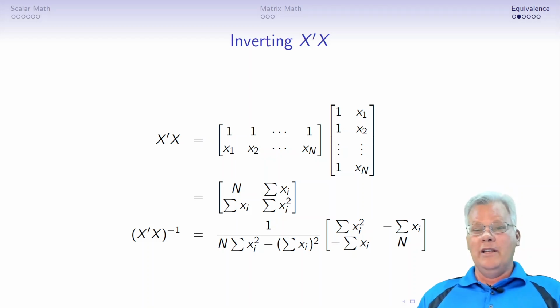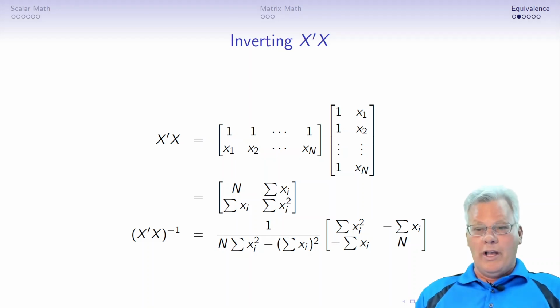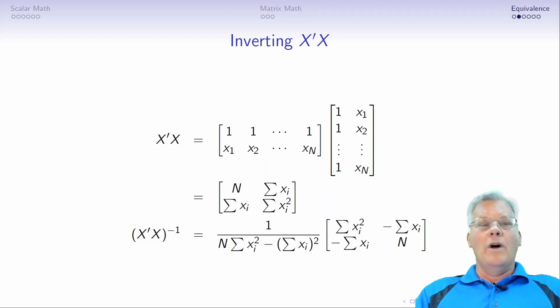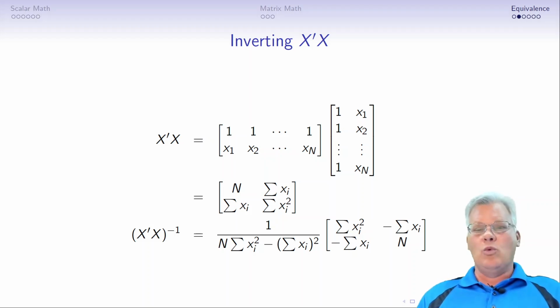All right, so the upper left element, I have 1 times 1, and then I take the second element of the first row of x transpose, the 1 times another 1, and I'm adding 1 times 1 n times, right? So that's why that expression is equal to n.